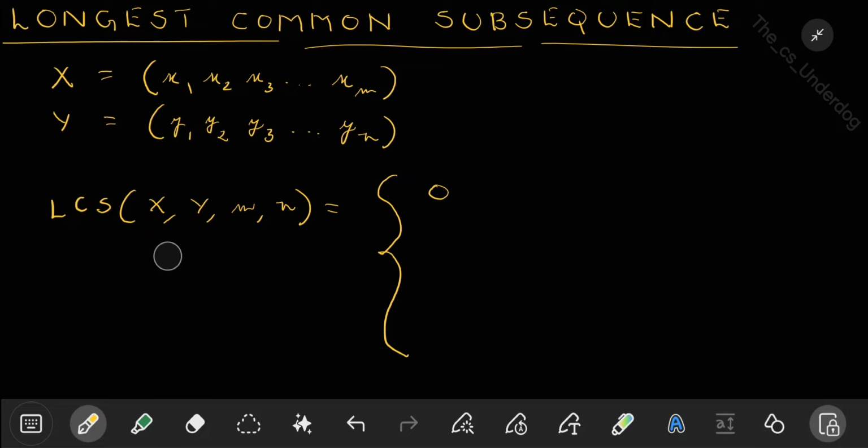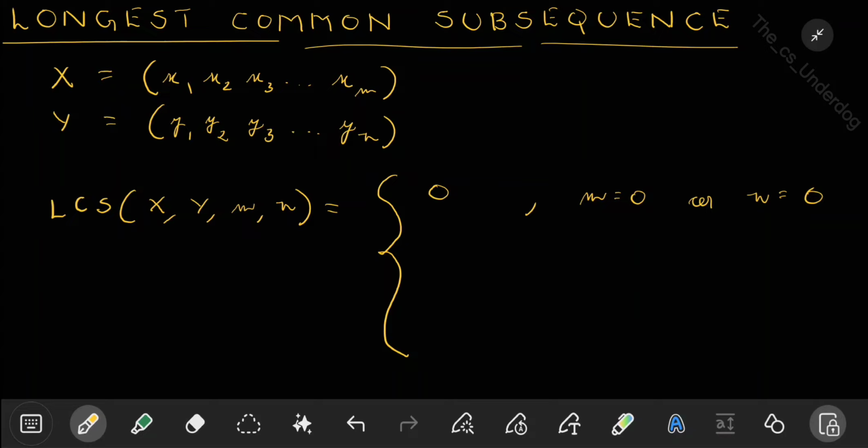Okay, so this is the approach. LCS is 0 when, what is the case? Either if M is equal to 0, or if N is equal to 0. What happens if M or N is equal to 0? This means the length of X is 0, or the length of Y is 0. If either of them has a length of 0, that means the longest common subsequence has length 0. This is the base case.